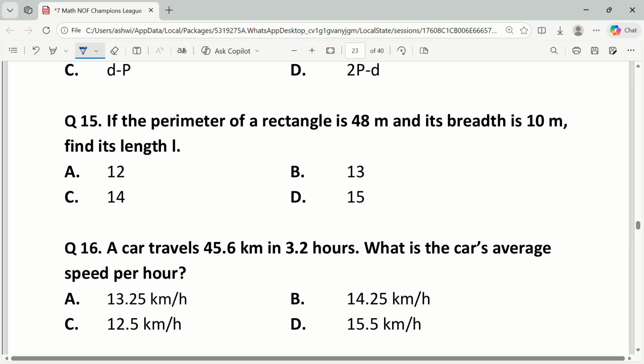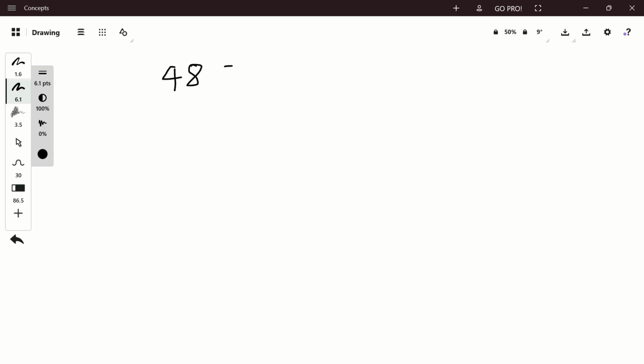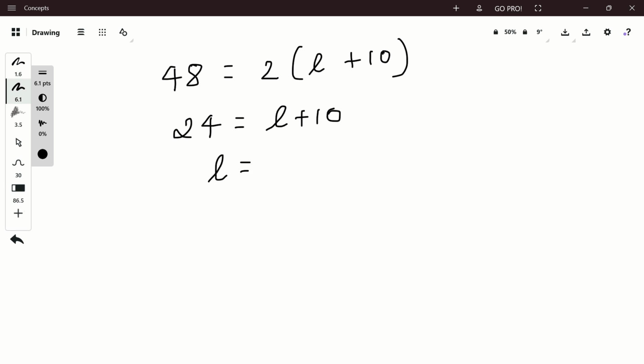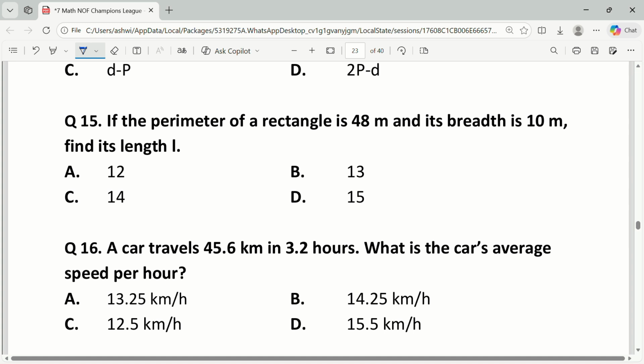Question 15. If the perimeter of a rectangle is 48 meters and its breadth is 10 meters, find its length L. The perimeter of a rectangle is given by the formula perimeter = 2 × (length + breadth). Substituting the known values and solving for L, we have 48 = 2(L + 10), that is 24 = L + 10, that is L = 24 − 10, which is equal to 14. Comparing with the given options, the answer is C, 14.